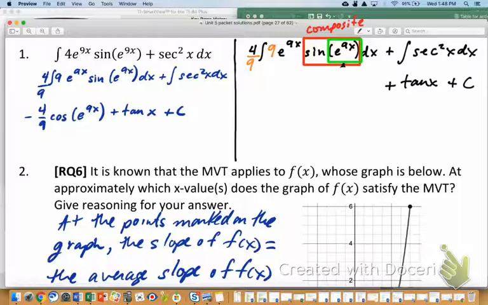Okay. So then to finish it, I got to remember that the 4/9 doesn't go anywhere. And all I really need to do is find the antiderivative of the big box. So that would be negative cosine of e to the 9x.